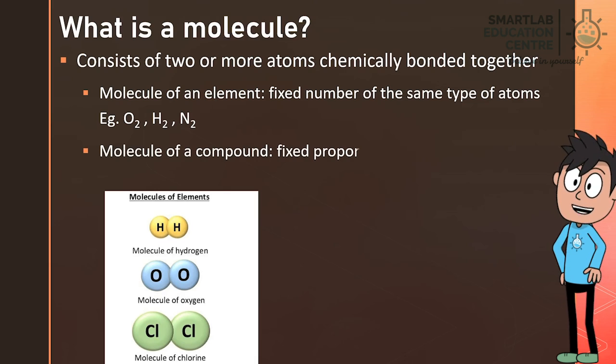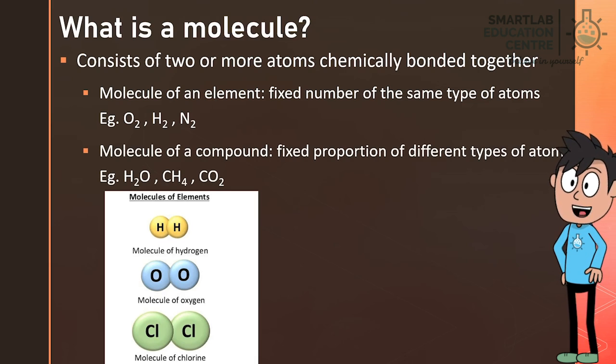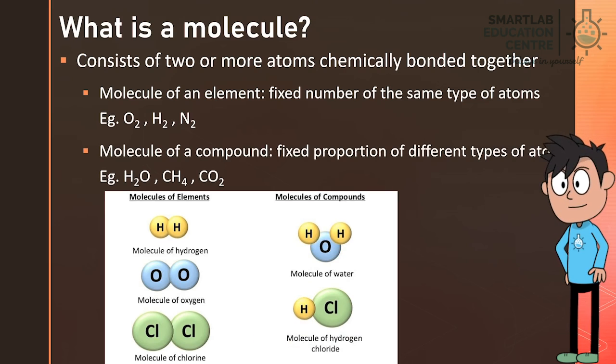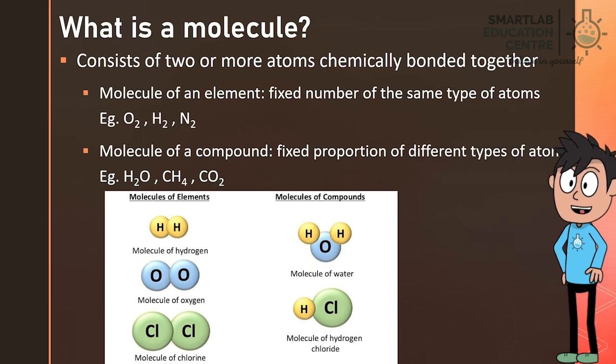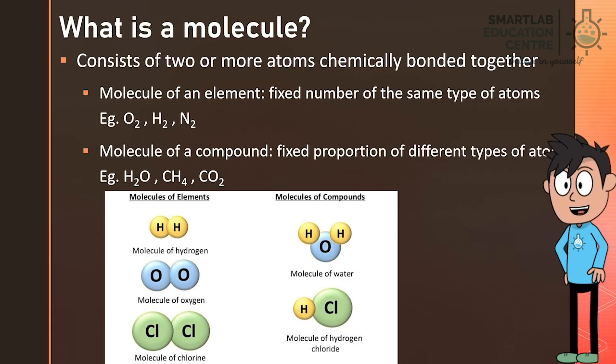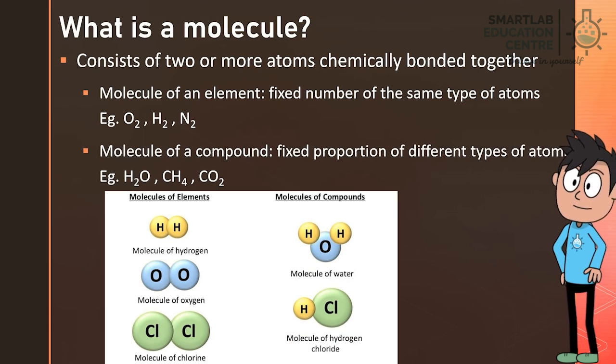A molecule of a compound is made up of a fixed proportion of different types of atoms. For example, water molecule is H2O, methane molecule is CH4, carbon dioxide molecule is CO2.